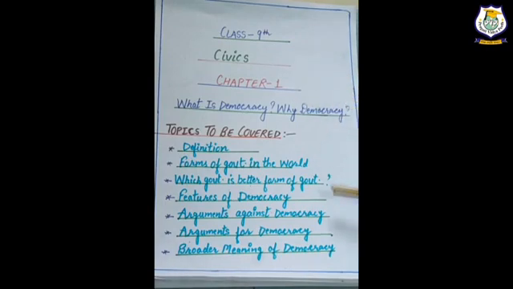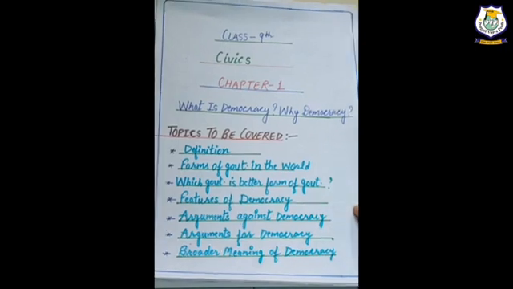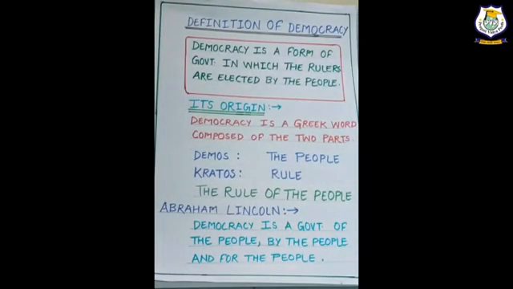Within this chapter we will cover some of the topics. These are definition of democracy, forms of government in the world, which government is better form of government, features of democracy, arguments against democracy, arguments for democracy, and at last we will discuss about the broader meaning of democracy. So let's begin this chapter with the definition of democracy.